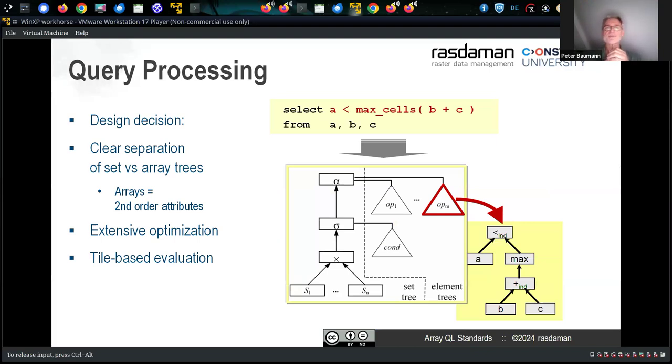One thing that is dear to me, now that we have a query language, how do we evaluate it? And I said the design decision is to integrate that into SQL. So in the yellow-white box, we see the standard query tree, the logical query tree with the relational operators, and we do not touch the set tree. This remains unchanged. It's just that in the operators that we have, in the where conditions and the select clause, the element tree, so to say, this is where we plug in our stuff and where we plug in the query tree corresponding to the array expression. And with this clear separation, we can deal with those second order attributes and we can optimize.